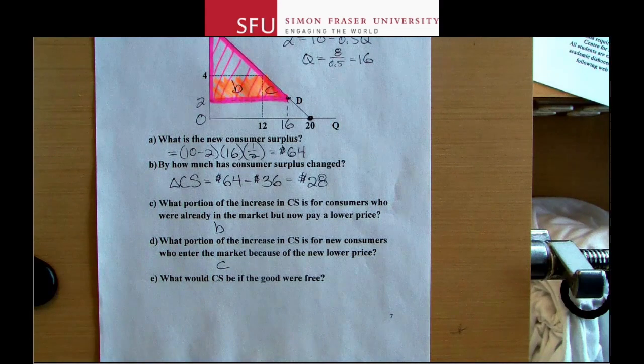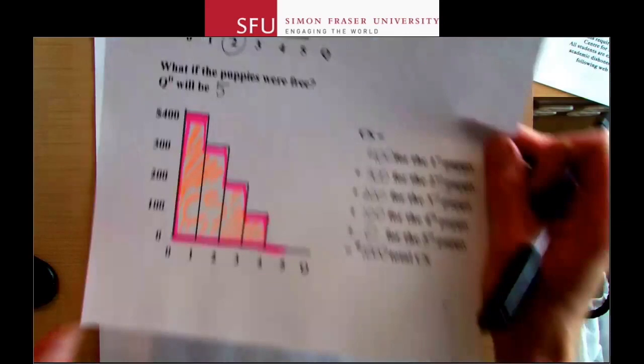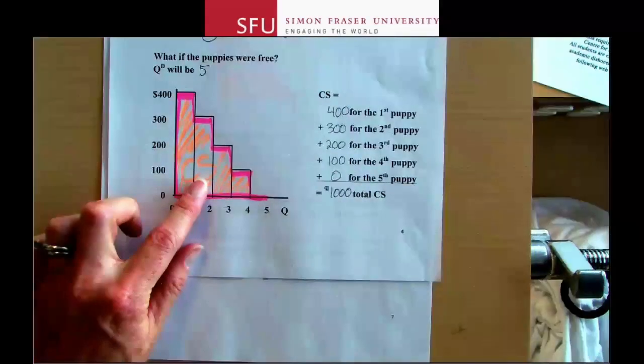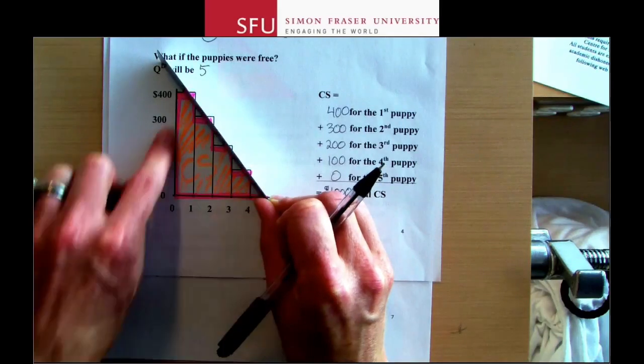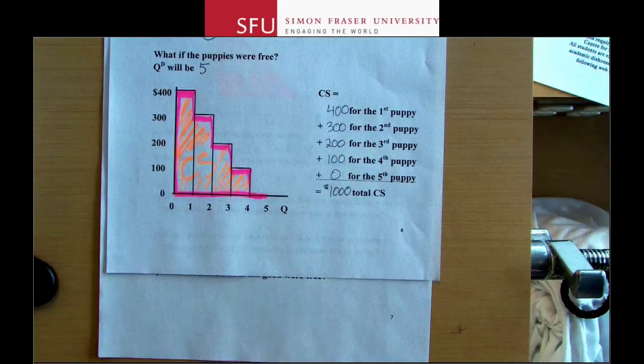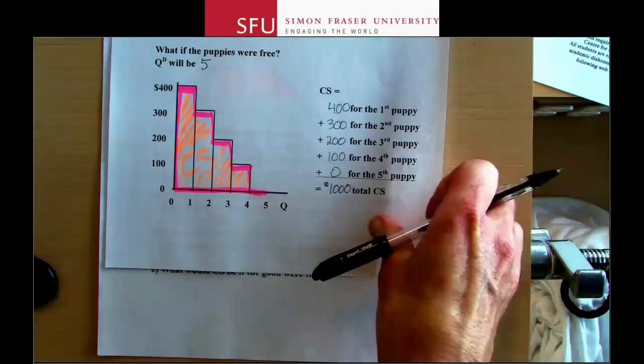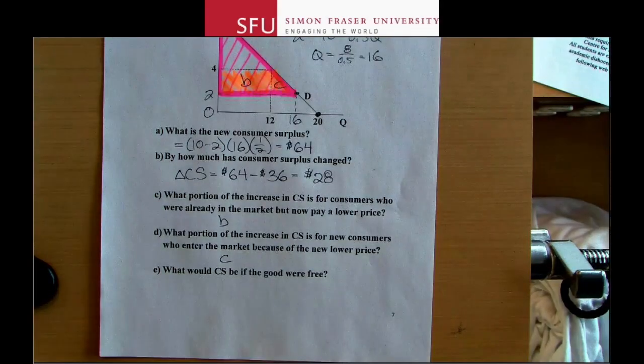Just like last week with the puppy example, the last one was consumer surplus when the puppies were free. They got all the puppies, and so what we were calculating was the whole area under the curve. Right.